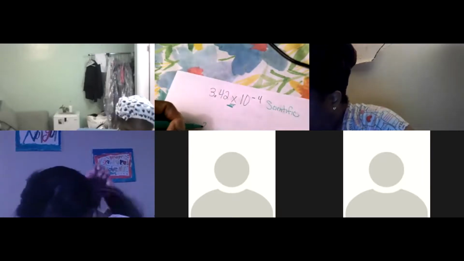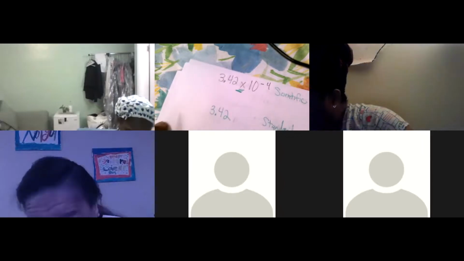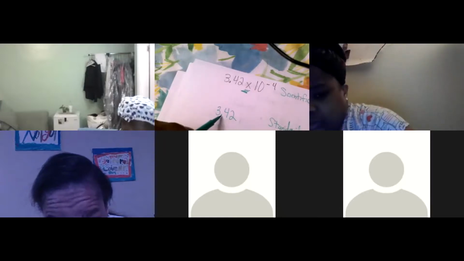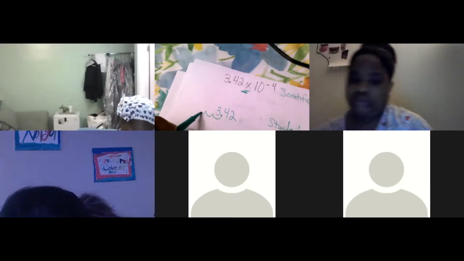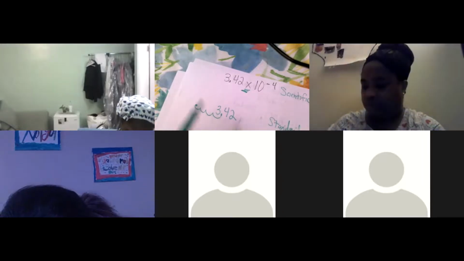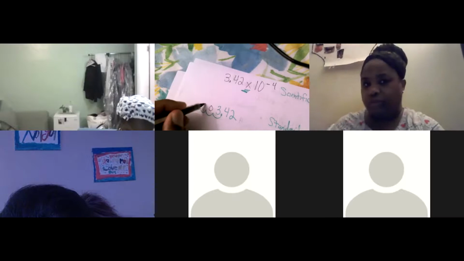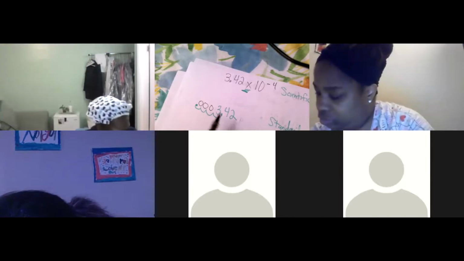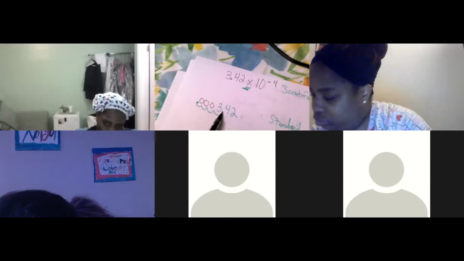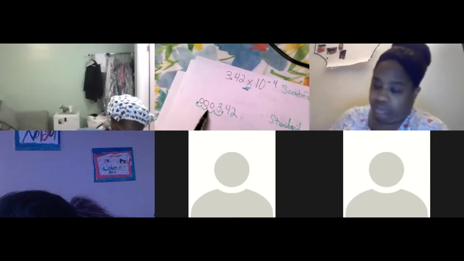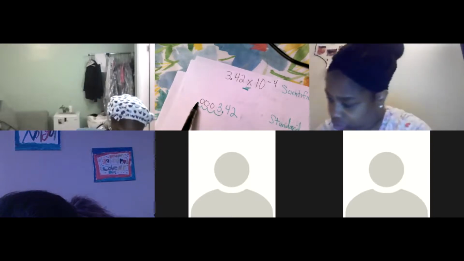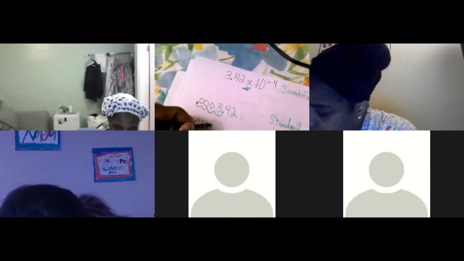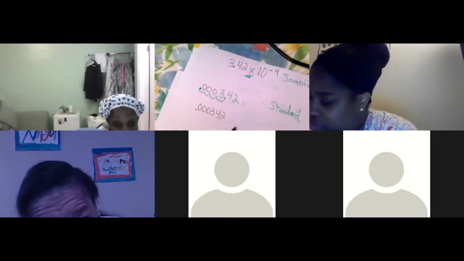So I'm going to write 3.42, and I'm going to move 4 places to the left. Okay. 1, 2, 3, 4. And we're filling in those places with the zeros. So the decimal was here. We move it to the left, 1, 2, 3, 4. So this would be the number in standard notation.